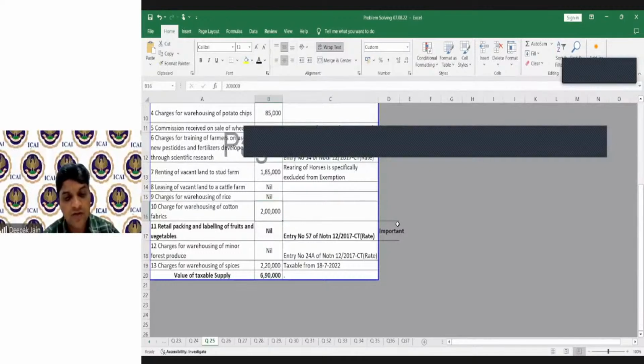Vacant land is exempt or no? Vacant land is exempt, but why you give this vacant land for is important. If you give this vacant land for farming permitted agricultural produce, then it is exempted, not otherwise.